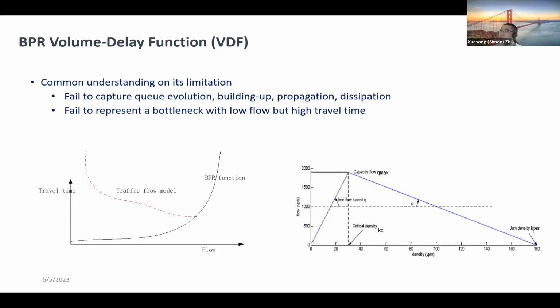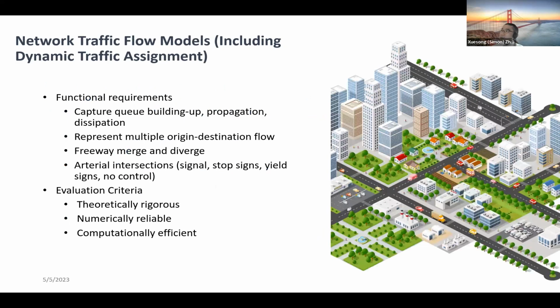So that's why, in our area of research in network modeling in general, we try to introduce dynamic traffic assignment, try to capture queue spillback, and try to really represent multiple origin-destination flows with more complex freeway merge and diverge representation. And then we also try to highlight that what we really need is 3 important criteria here. All those models should be theoretically rigorous. They should be numerically reliable in calculation, and also we want to have a computationally efficient algorithm for sure.